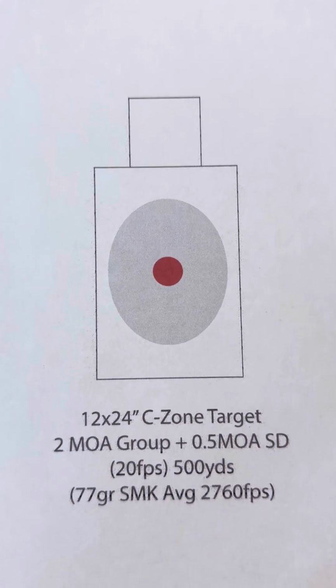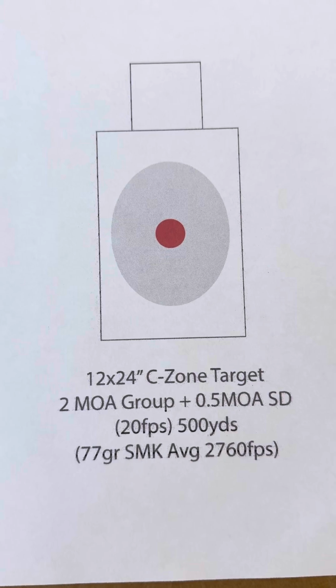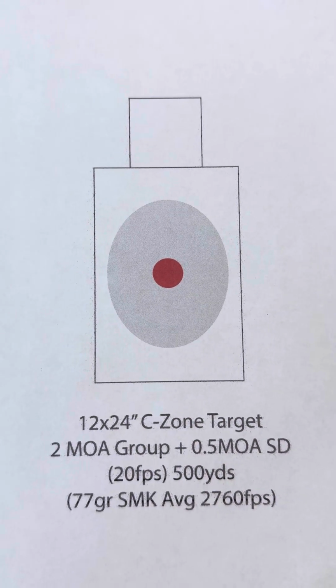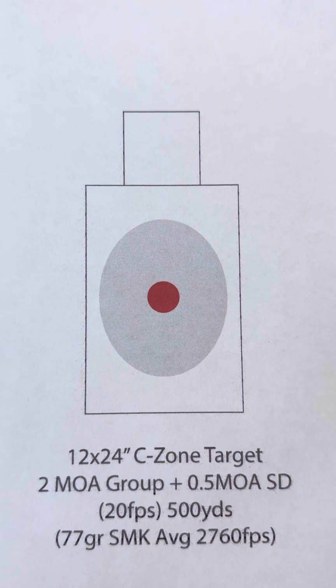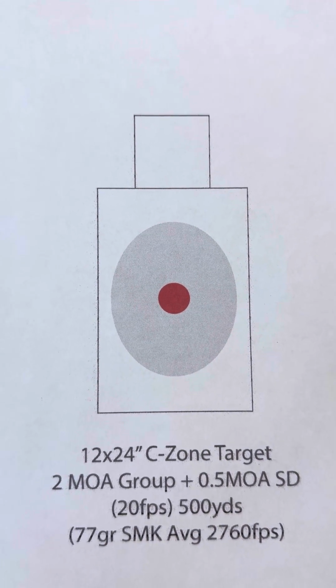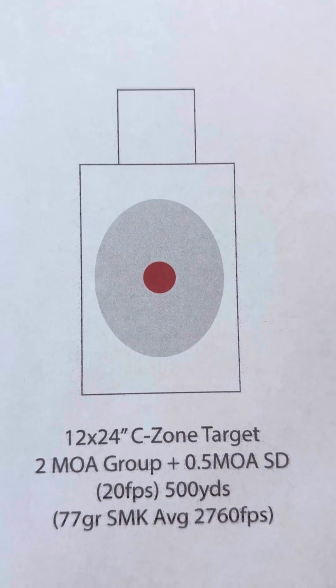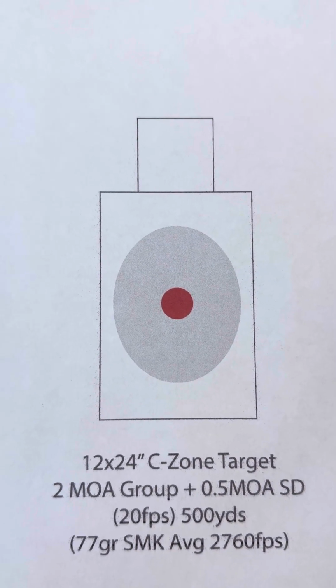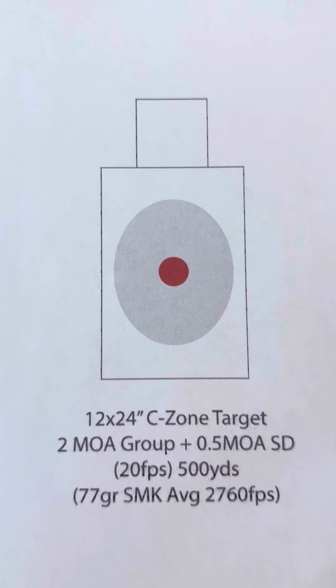It's not round. In this case, we had a 20 foot per second standard deviation, which translated to adding an extra half minute of angle to the group. So the width hasn't changed. That's a function of dispersion or wind, which we're not talking about right now. But the height has. So same width, but it's taller, so it's an oval.